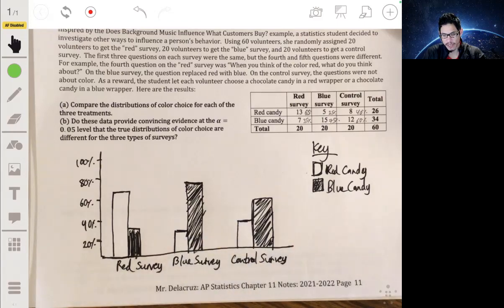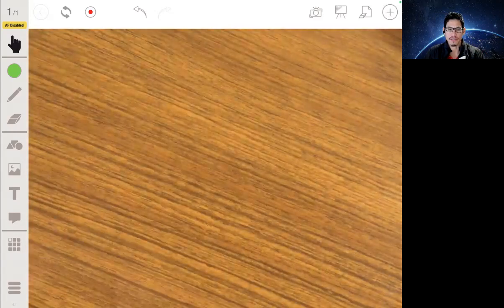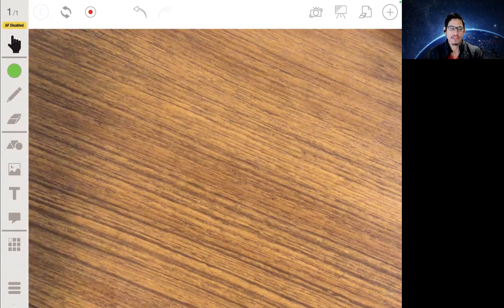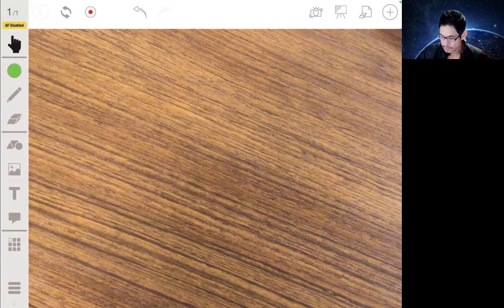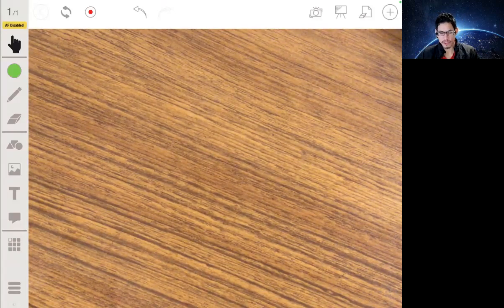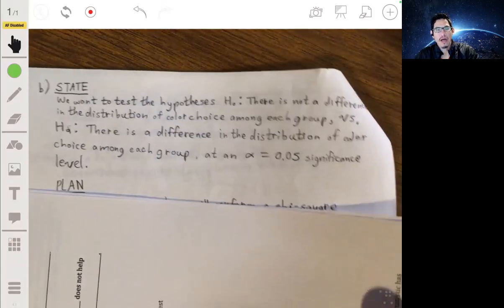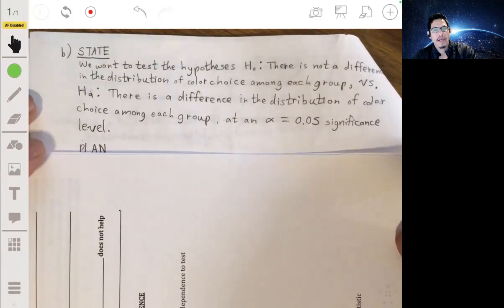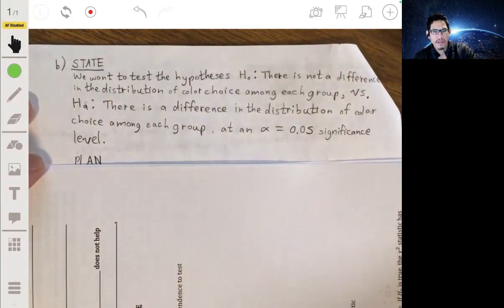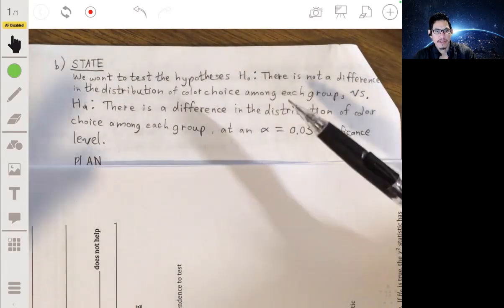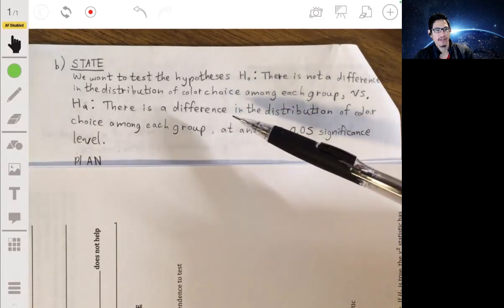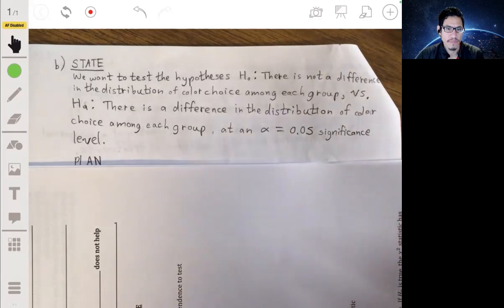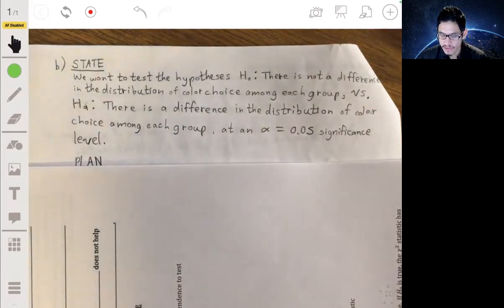But now let's go into an actual calculation so we're not just going based on our assumption. So we're going to start off by stating our hypotheses. The null hypothesis, H0, is the claim that there is no difference in the distribution of color choice among each group, versus our alternative hypothesis saying that there is a difference in the distribution of color choice among each group. And we're going to use an alpha equals 0.05 significance level.